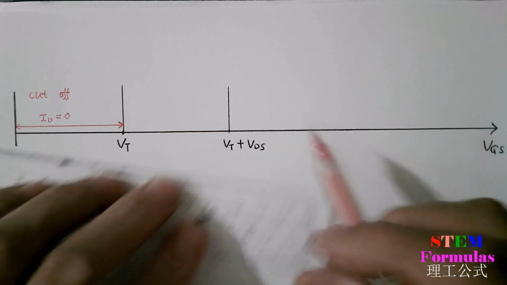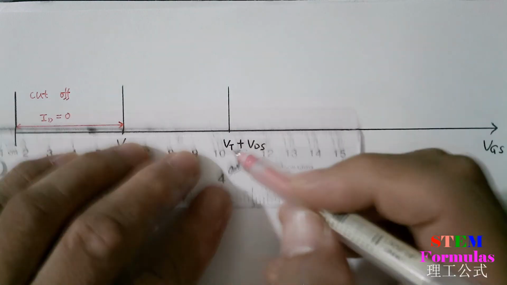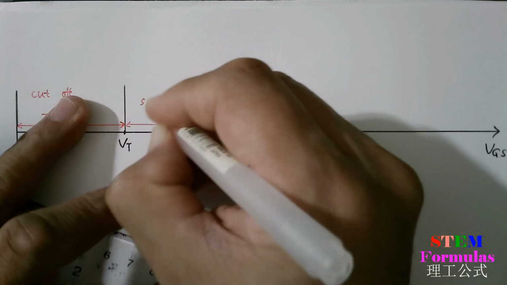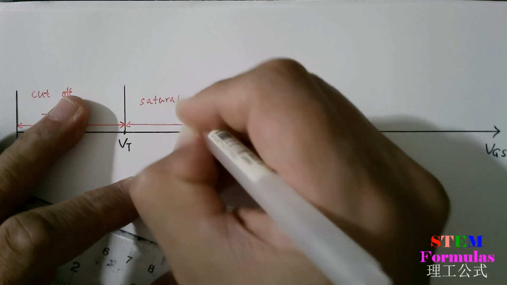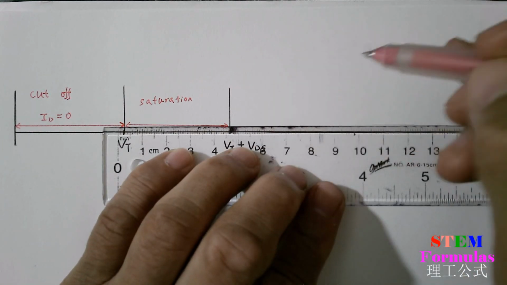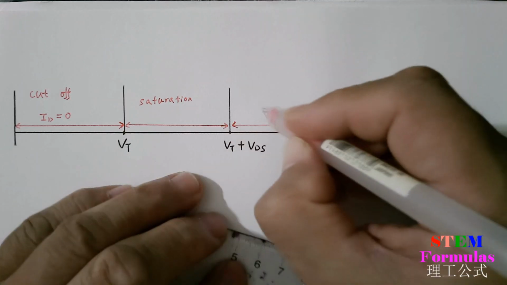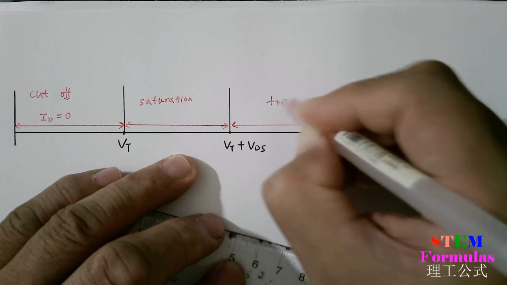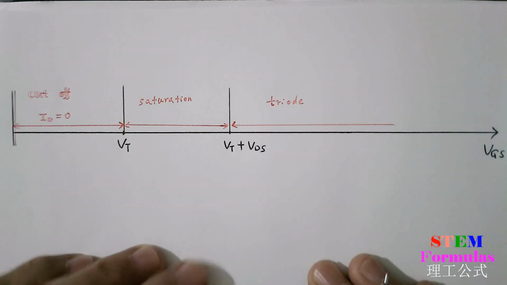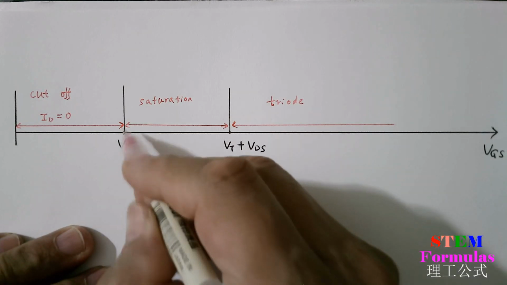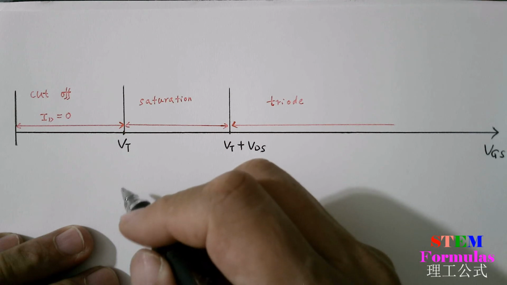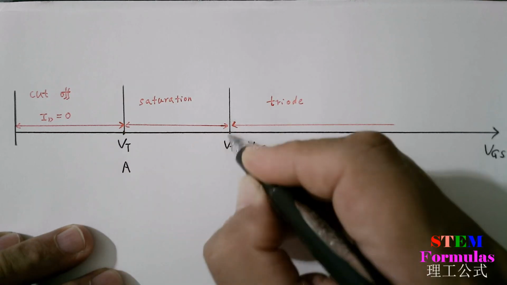And here's VT. From here to here, it is the saturation region. And from here on, the triode region. Now, this point, VT, I could call point A. This point I call point B.